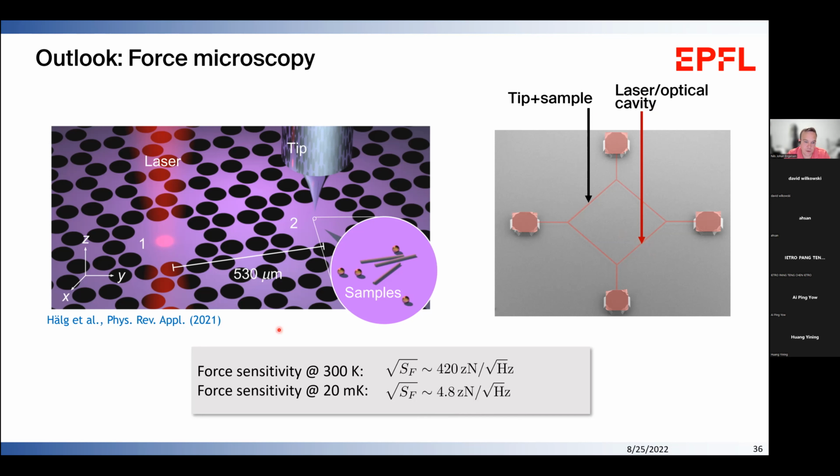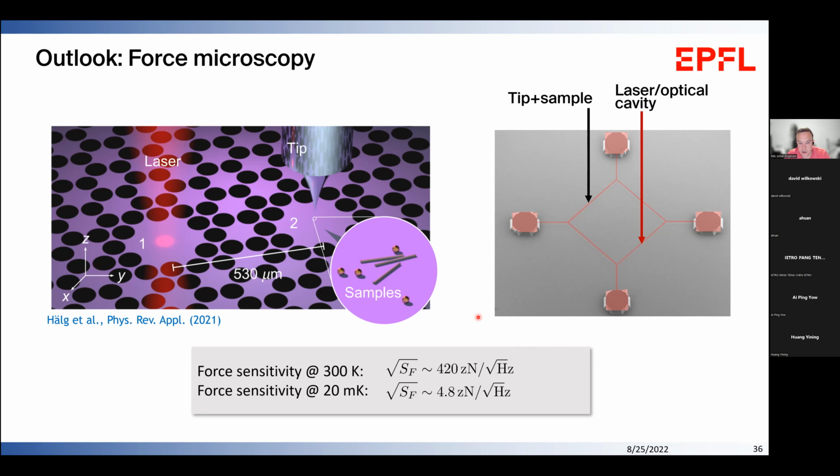And there's actually been some initial work on using silicon nitride resonators for force microscopy, where they use membranes instead of strings. But we now want to investigate how it can be done with strings, since strings have much lower effective mass than membranes and therefore higher force sensitivities.